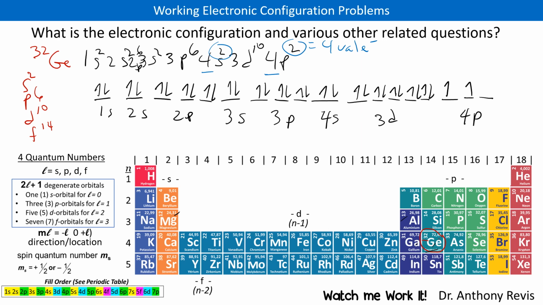Now notice that we don't fill the 4p, but we still must draw the orbital. That's because they're degenerate. You must draw all the degenerate orbitals. You can't leave them out just because you don't have electrons in them. Therefore, a good practice is to draw out the orbitals first before you start to populate. That way you won't forget to do that. All right, so let's check the valence electrons this way. The valence electron is going to be 2 here and 2 here, and that equals 4 valence electrons.